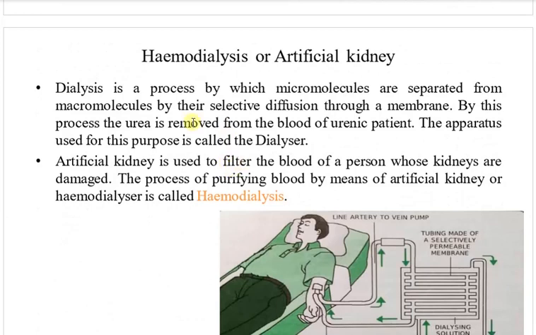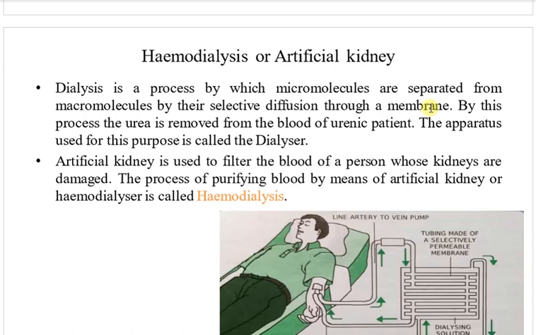Hemodialysis is an artificial kidney. It is our life savior. I've just made a definition, you can go through it. Dialysis is a process by which micromolecules are separated from macromolecules by selective diffusion through a membrane. So there is a membrane, just like our kidney, just like our nephrons.